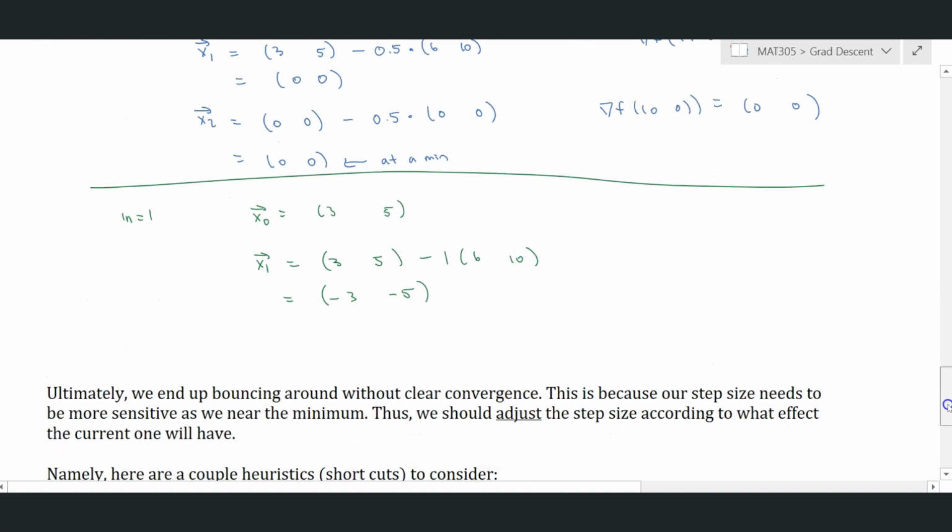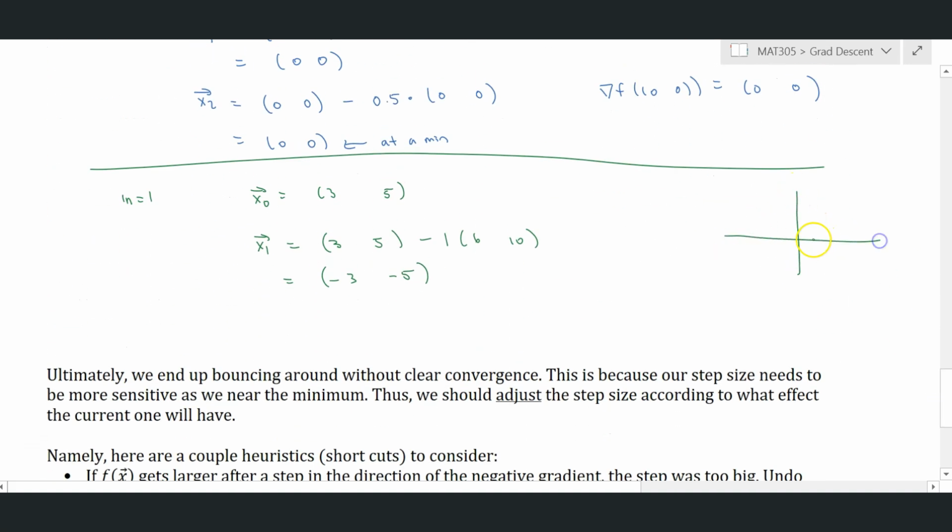So we've just gone from the point (3, 5) to the point (-3, -5). Right there, right? We've just overshot that minimum. Here is the minimum we want to get to. And if we repeat this again, x2 is now equal to (-3, -5) minus 1 multiple of the gradient of f at the point (-3, -5). Well, what would I get if I did that?